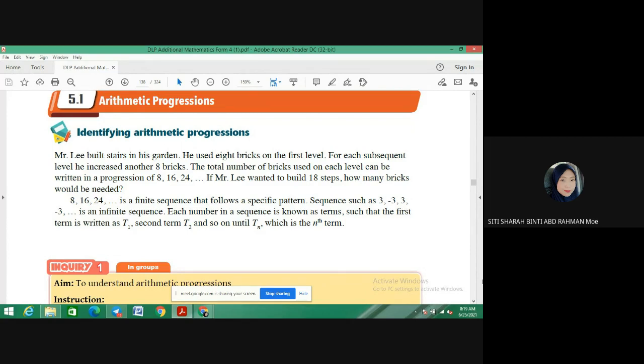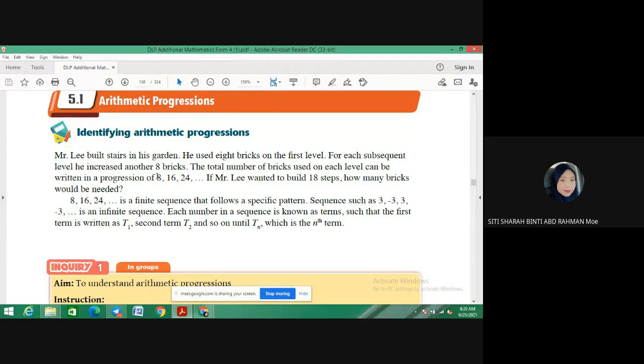The total number of bricks used on each level can be written in a progression. So we have 8, 16, 24. If we look at this sequence, we have 8, 16, and 24. Actually, we have a pattern. So this is what we call a progression.